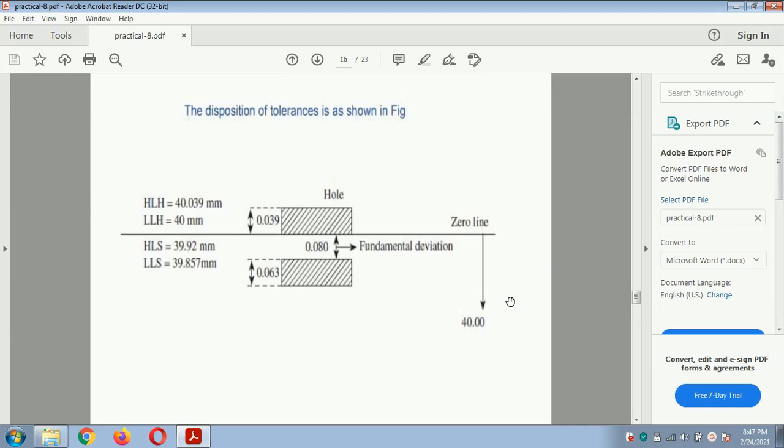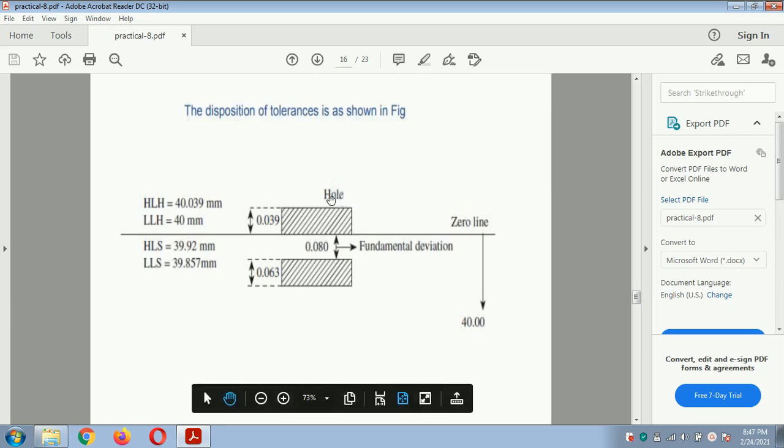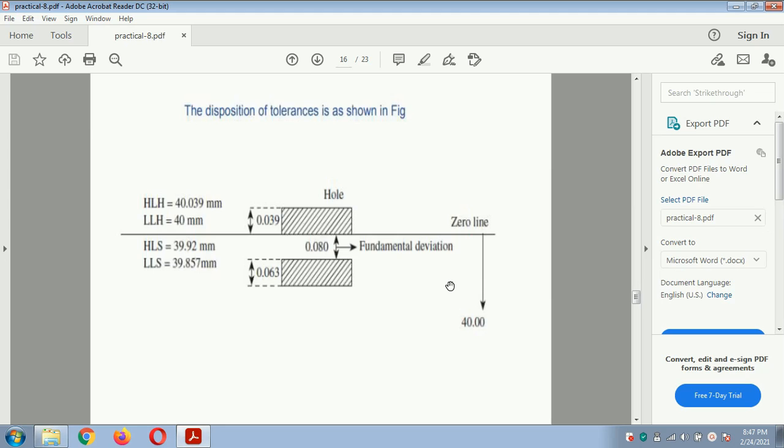So this is the diagram which describes the hole based system and shaft based system. The limit is 40 and the lower limit is 0.039. The fundamental deviation is 0.08, therefore it is placed below, and its value is 0.06, and the zero limit is 40 millimeter. So all the students understand this diagram, how this diagram comes. This diagram comes with respect to the above calculation.